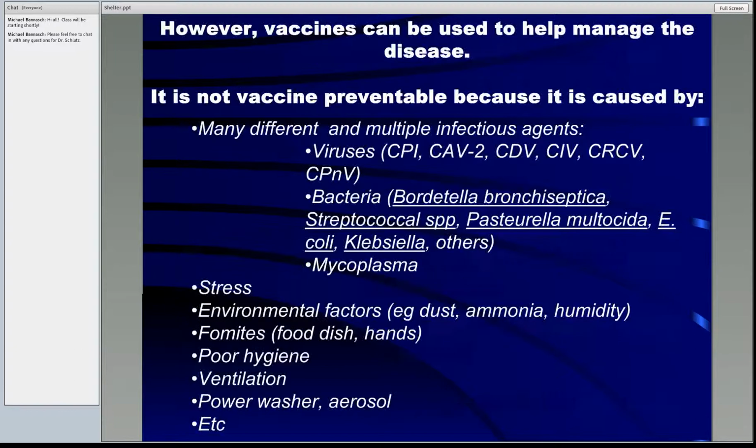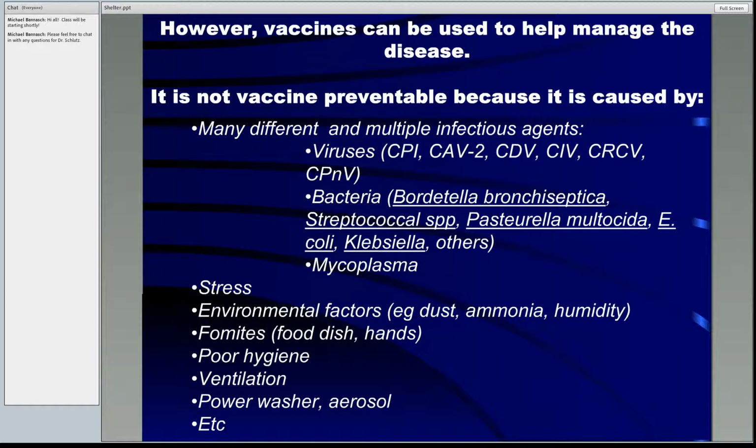So, what really plays a role in causing these infectious respiratory diseases? Well, in the dog, you're looking at many different and multiple infectious agents, viruses, canine parainfluenza, canine adeno 2. It's like alphabet soup, canine distemper, canine influenza virus, canine respiratory coronavirus, canine pneumovirus, which was just discovered in 2011, may be playing a role. Bacteria, Bordetella, streptococcal species, Pasteurella, E. coli, Klebsiella, and others. Mycoplasmas can play a role.